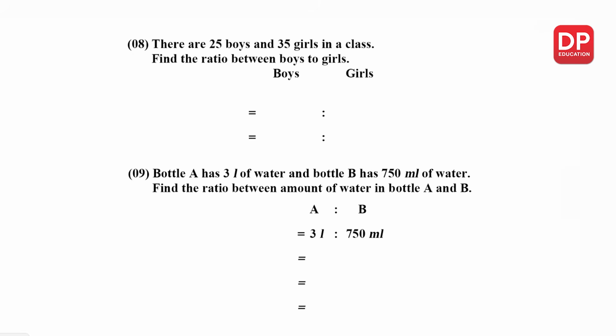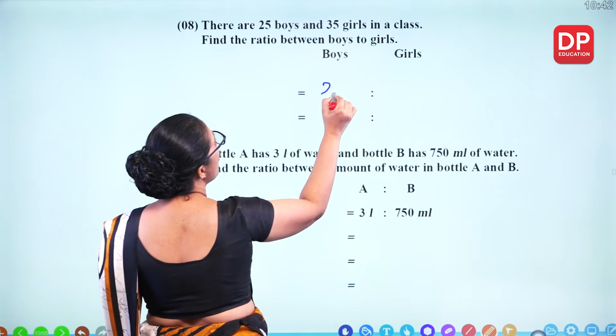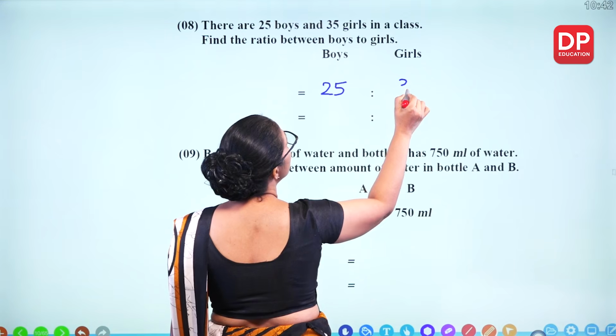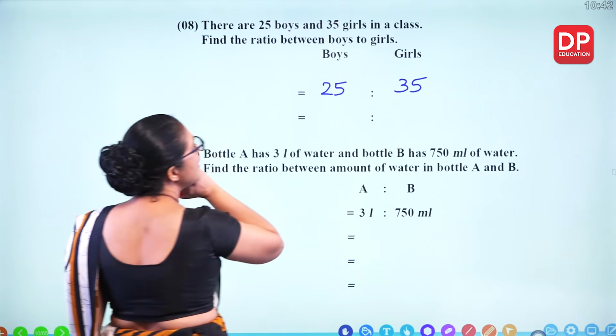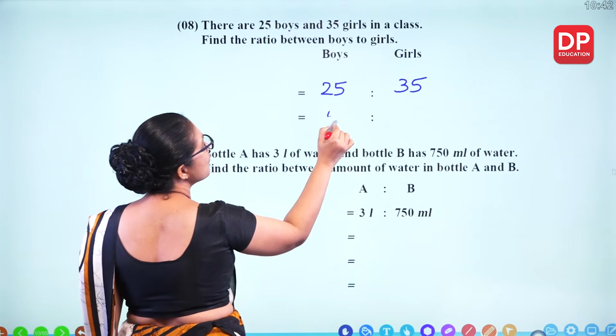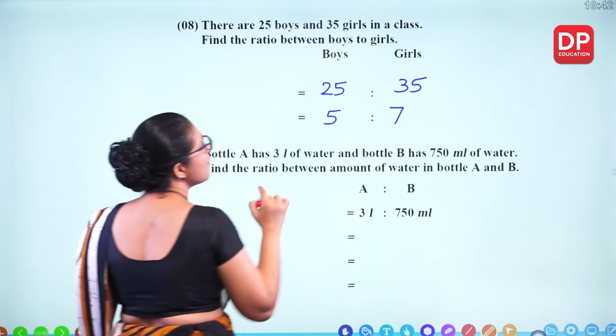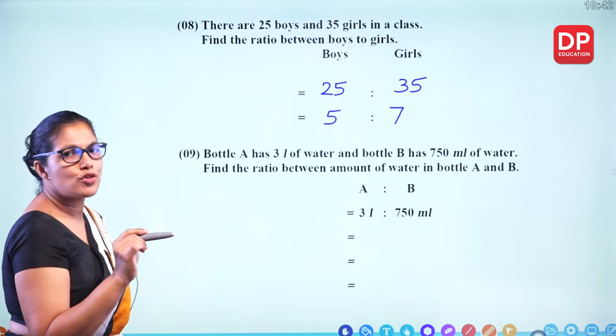There are 25 boys and 35 girls in a class. Find the ratio between boys to girls. 25 boys to 35 girls. You can divide by 5. 5 times 5, 5 times 7. So what's the ratio? 5 to 7.